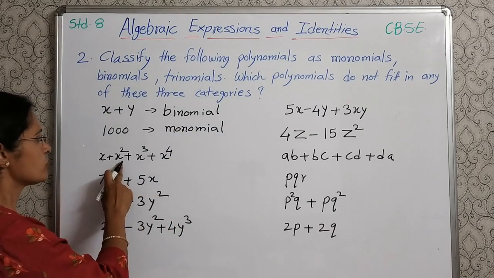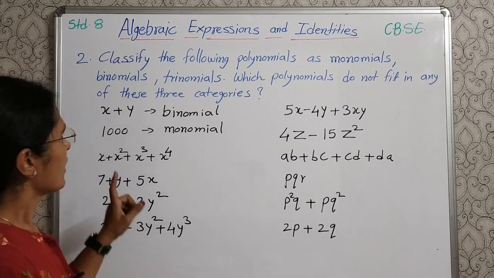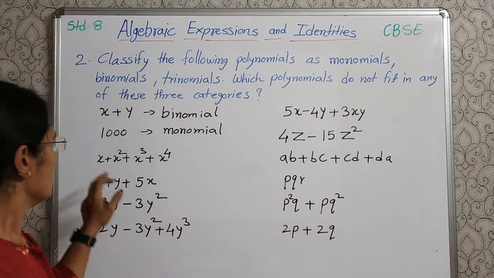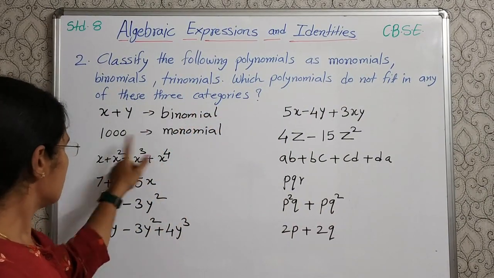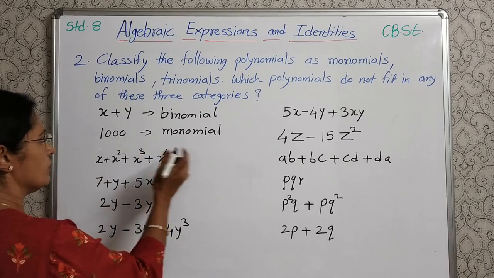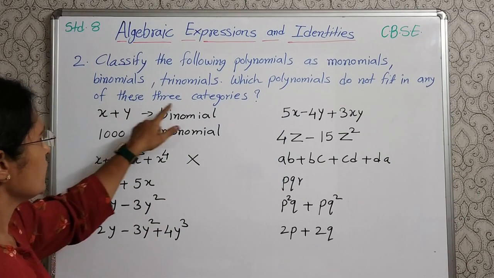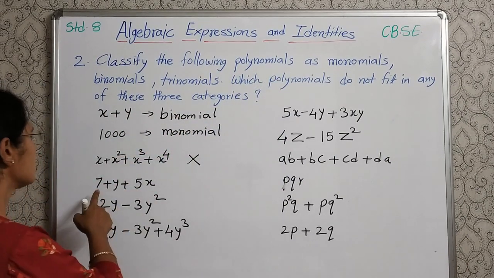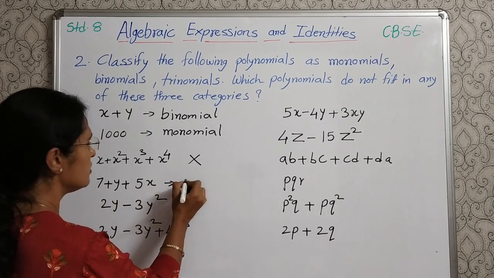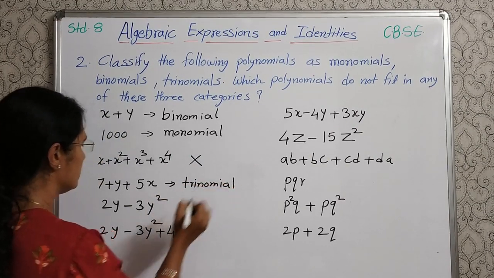Next, x plus x square plus x cube plus x raised to 4. Now here there are 4 terms, and the possibilities given are only monomial, binomial, trinomial. So this expression will not fit in any of these, therefore we'll cross it out because this polynomial does not fit in any of these three categories. Next, 7 plus y plus 5x. 3 terms are there, so this is a trinomial.